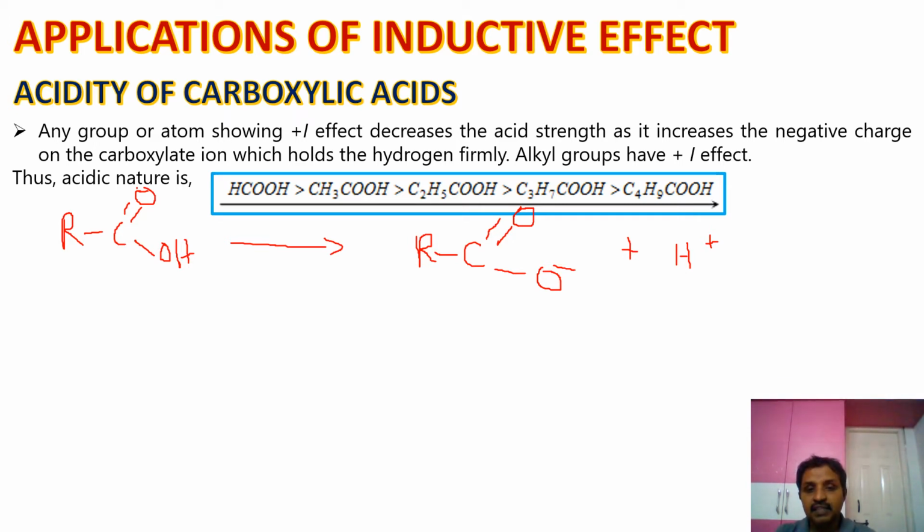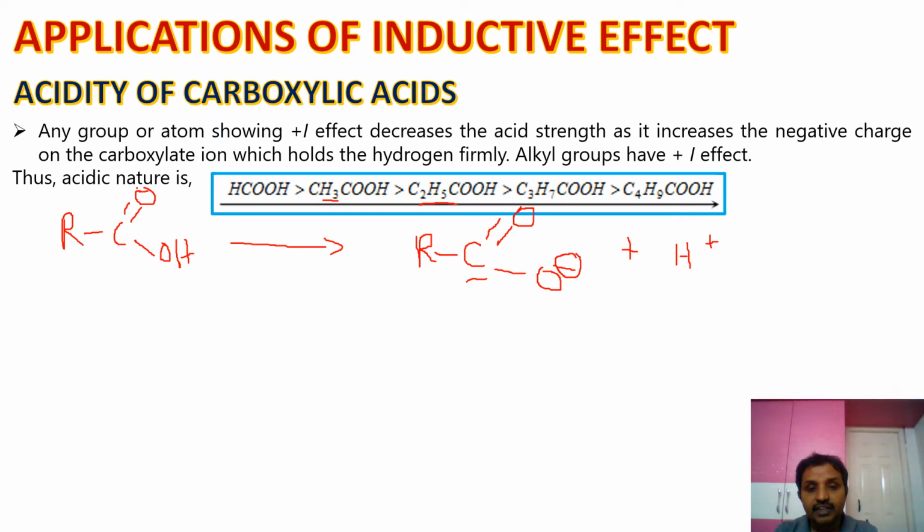So this negative charge on the oxygen atom, as it gets stabilized, the acidity increases. See here, the positive inductive effect groups, the groups which supply the electron density, that is alkyl groups. The alkyl group has a tendency of releasing electron density. So as the alkyl groups are sending the electron density onto this carbon atom, what happens?